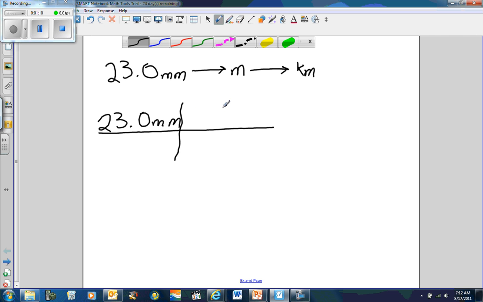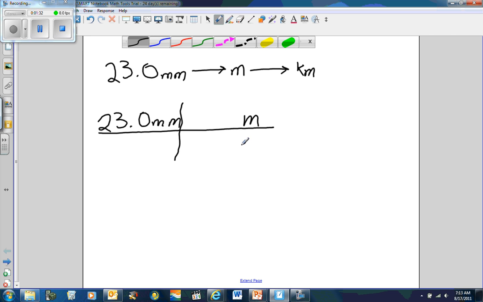In your book, there's a table of prefixes, and if you look at those prefixes, there's a number next to millimeter, and that number is 10 to the negative 3, which means 1 times 10 to the negative 3. Now, those numbers in that table always go with the base unit. The base unit here is the one without a prefix, which is meters.